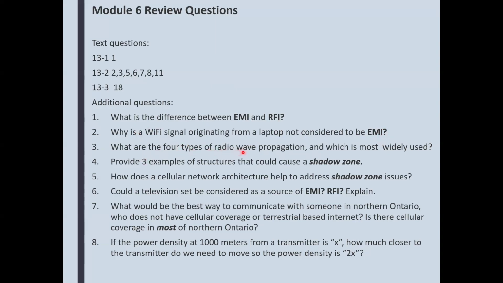What are the 4 types of radio propagation? Go back to those slides. Provide 3 examples of structures that can cause a shadow zone. Pretty simple, and you can answer that as well. Shadowing zone or shadow zone in wireless communication, that's a problem, right? How does the cellular network architecture help address the shadow zone? Well, if you surround everything with antennas, then you're going to see one antenna at some point. Right.